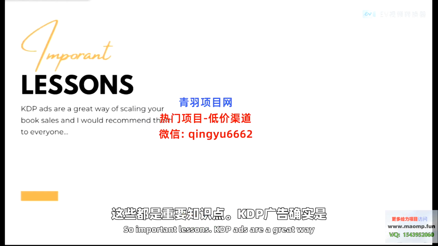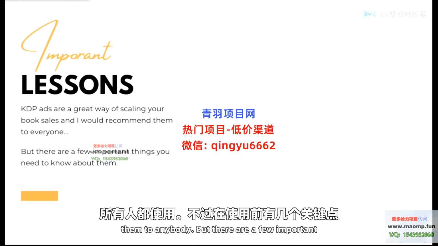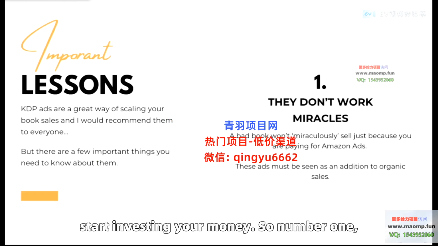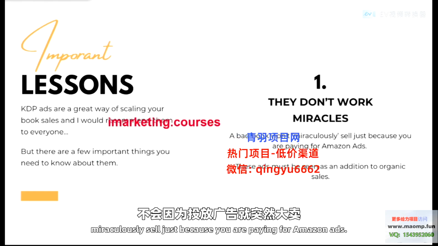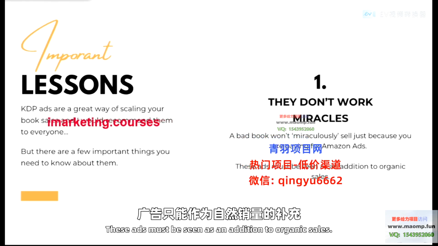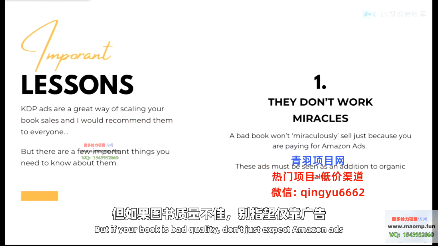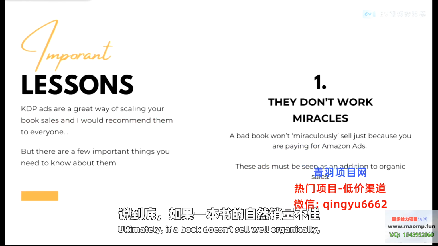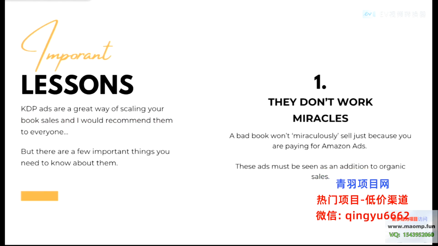So, important lessons. KDP ads are a great way of scaling your book sales, and I would recommend them to anybody. But there are a few important things you need to know about them before you start investing your money. So number 1, they do not work miracles. A bad book won't miraculously sell just because you are paying for Amazon ads. These ads must be seen as an addition to organic sales. So of course, you can advertise right at the start of your book launch, and I actually recommend that. But if your book is a bad quality, don't just expect Amazon ads to make these sales for you. Ultimately, if a book doesn't sell well organically, it's not going to sell well with ads.